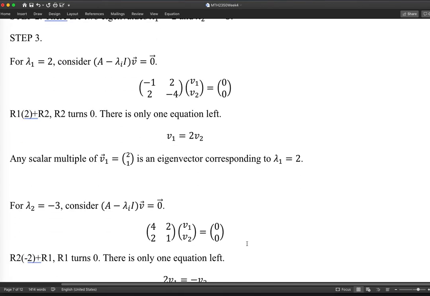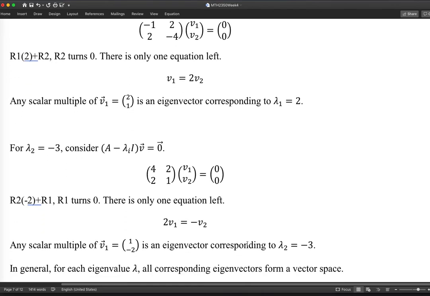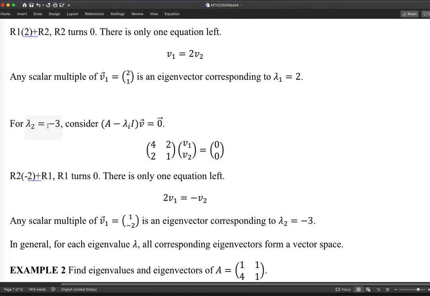Let's just finish this example before we take a break. And we do have another eigenvalue, lambda 2 equals negative 3. So we are starting from the same equation again. I hope you remember this equation really means A v equals lambda v. A times v equals lambda times v.